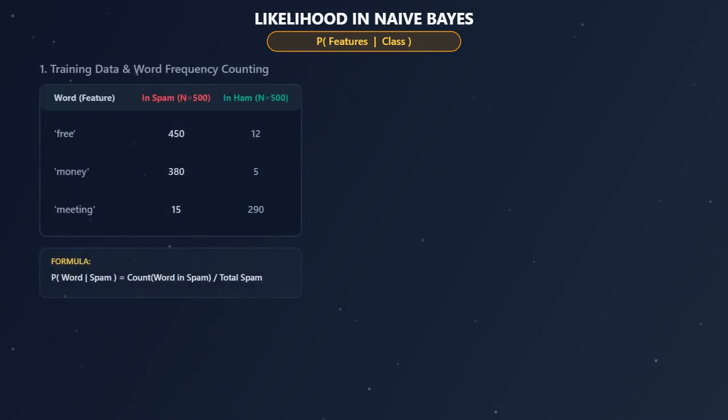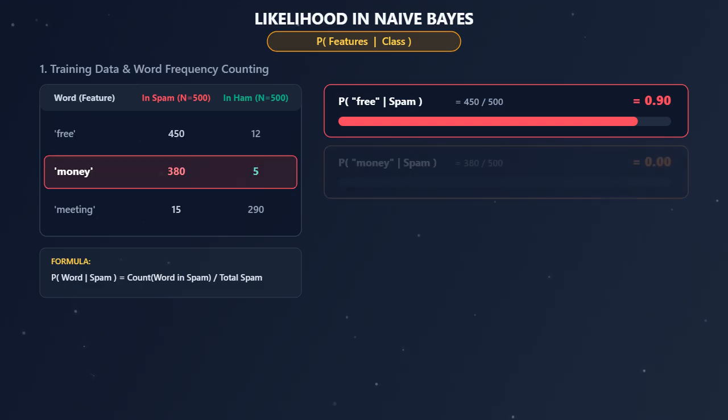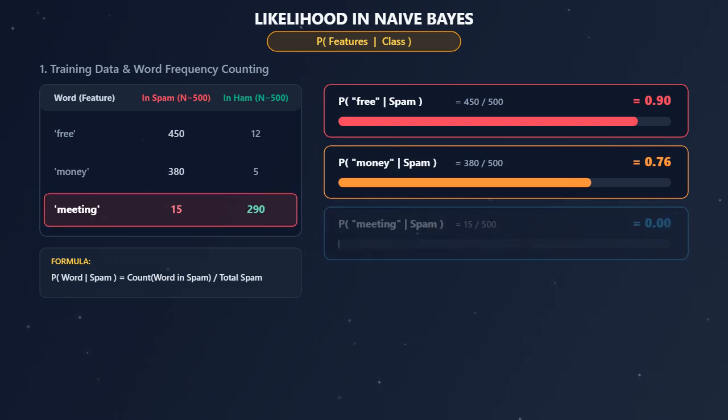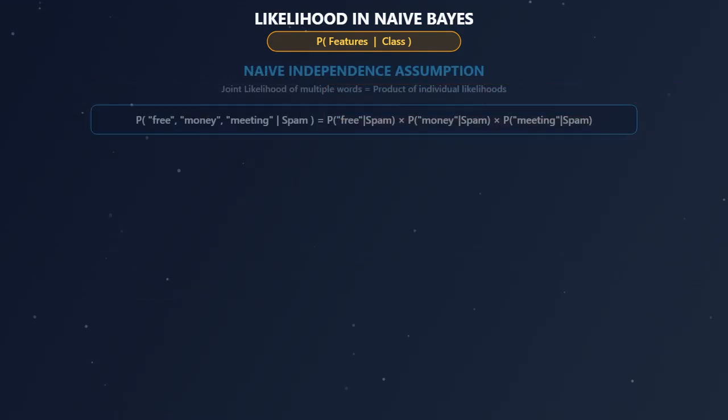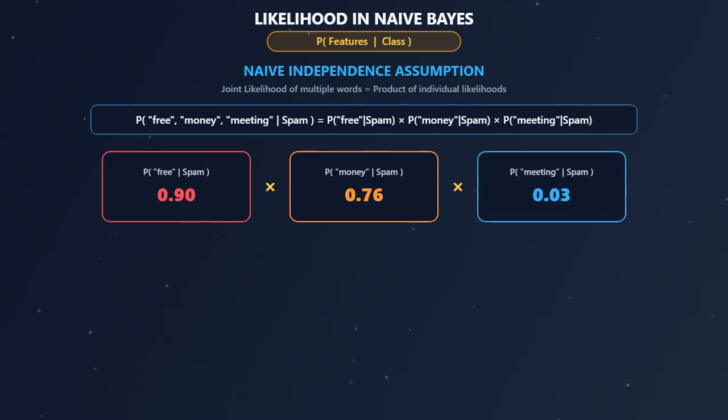Next is the likelihood, written as P of features given class. This tells us how likely we are to observe these specific features within a given class. For instance, if an email is indeed spam, what is the probability that it contains the word free? We calculate this by looking at our training data and counting how many spam emails contain the word free compared to the total number of spam emails.